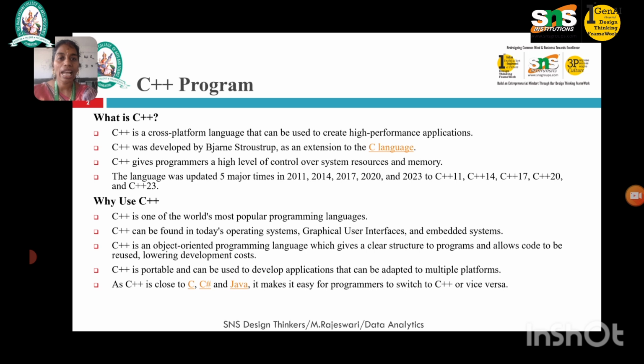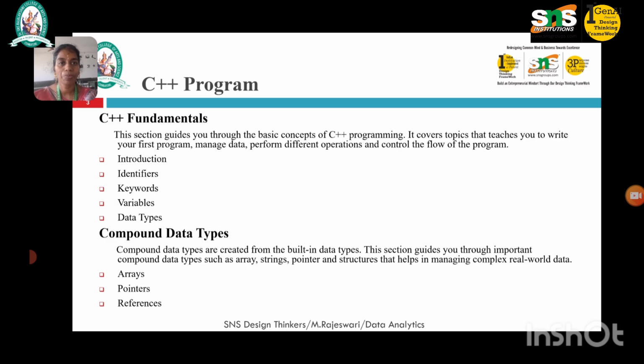C++ is close to C, C# and Java, so the coding of a C++ program is mostly related to C, C# and Java. If you know the concept of C++, you can easily learn the concepts of C, C# and Java. It is a basis for all these programming languages. It makes it easy for programmers to switch to C++ or vice versa.